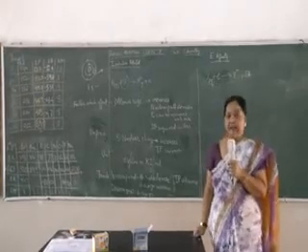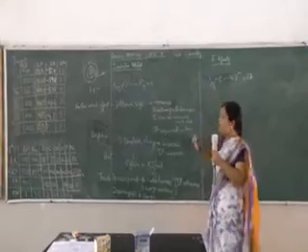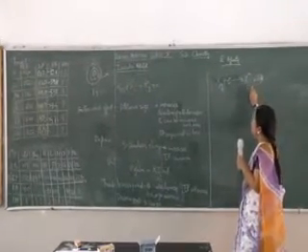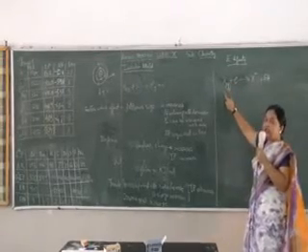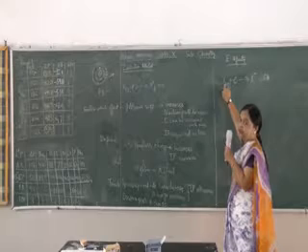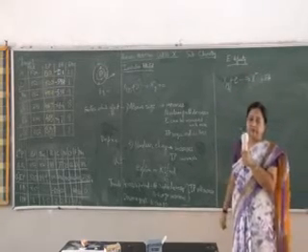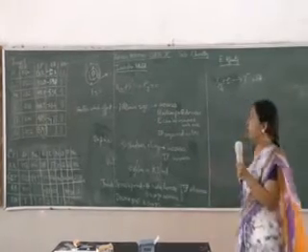So how do we define this? Definition: the amount of energy released when an electron gets added to an isolated neutral gaseous atom, converting it into an anion. That energy is called electron affinity.